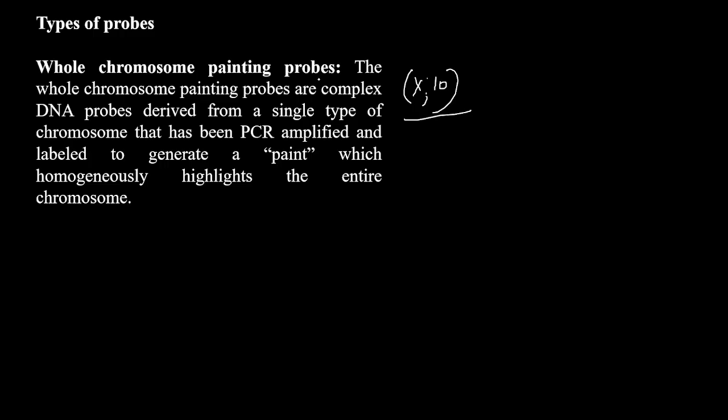These probes are going to label the full chromosome, but this technique is very costly. The whole chromosome, I would say, costs 1 lakh rupees in India, or maybe $10,000 or so in America. The whole chromosome painting probes are complex DNA probes derived from a single type of chromosome that has been PCR amplified and labeled to generate a paint which will highlight the entire chromosome.